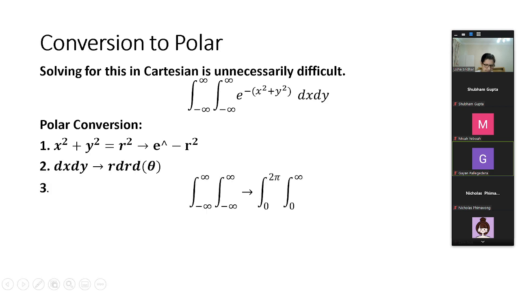Finally, for the limits, we can see that in Cartesian, the limits represent all the values of x and y. So similarly in polar, we'd like the limits to reflect the entire plane again. So for our limits, we're left with 0 to 2 pi and 0 to infinity.